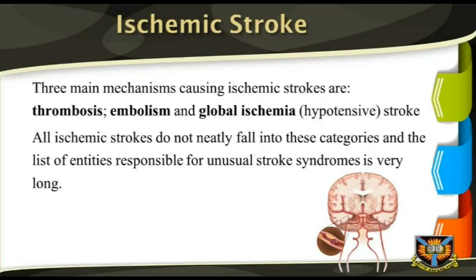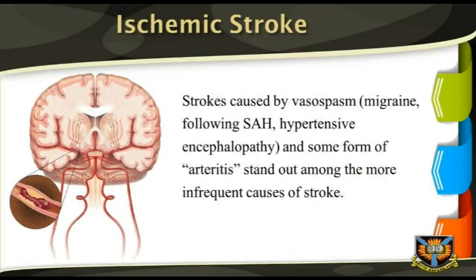The mechanisms that seem to be responsible for ischemic stroke are: 1. Thrombosis, 2. Embolism, and 3. Global ischemia or hypotensive stroke. Not all ischemic strokes neatly fall into these categories, and the list of entities responsible for unusual stroke syndromes is very long. However, strokes caused by vasospasm, migraine, following SAH, hypertensive encephalopathy, and some forms of arteritis stand out among the more infrequent causes of stroke.